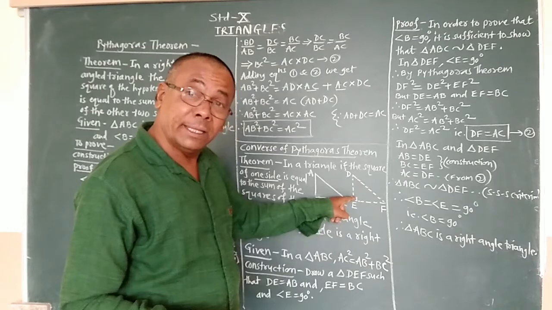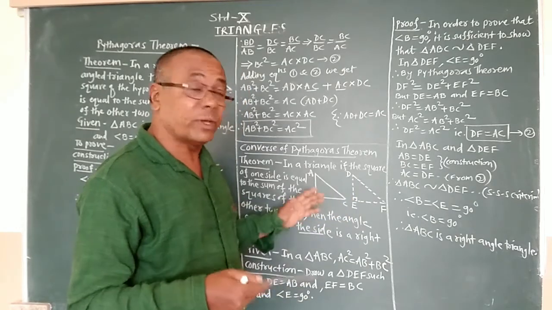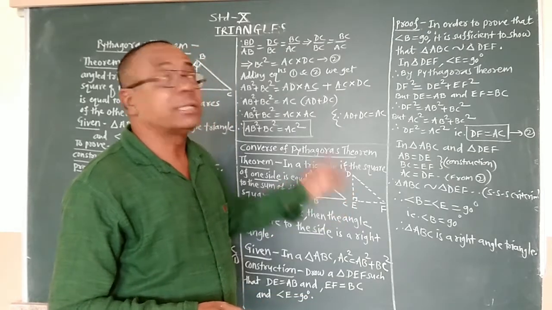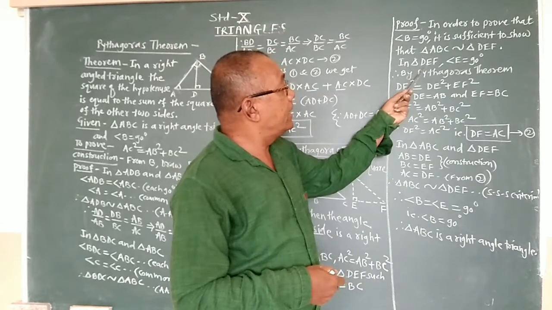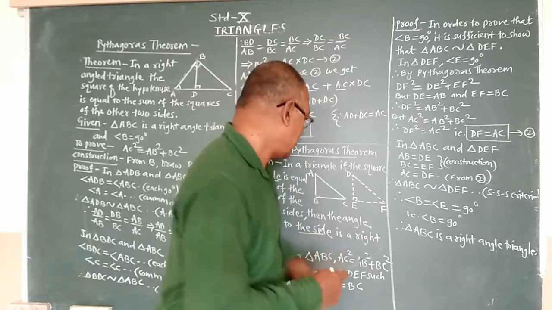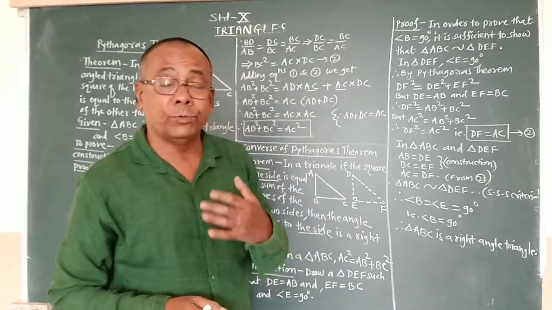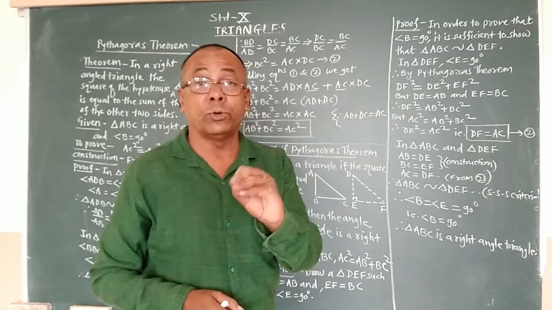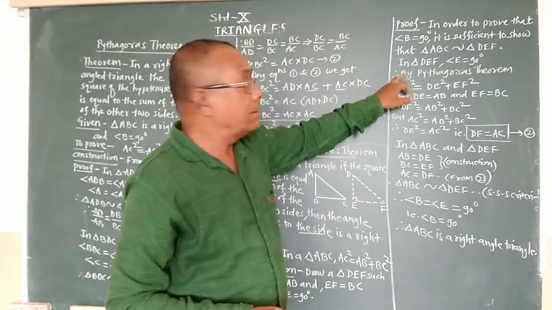But we know that angle E is 90, so angle B must be 90. In this way, first we have to prove that both the triangles are similar. So in triangle DEF, angle E is equal to 90 degrees, means DEF is a right angle triangle, and we know that the Pythagoras theorem is only applicable to right angle triangles, and therefore we can apply it here.